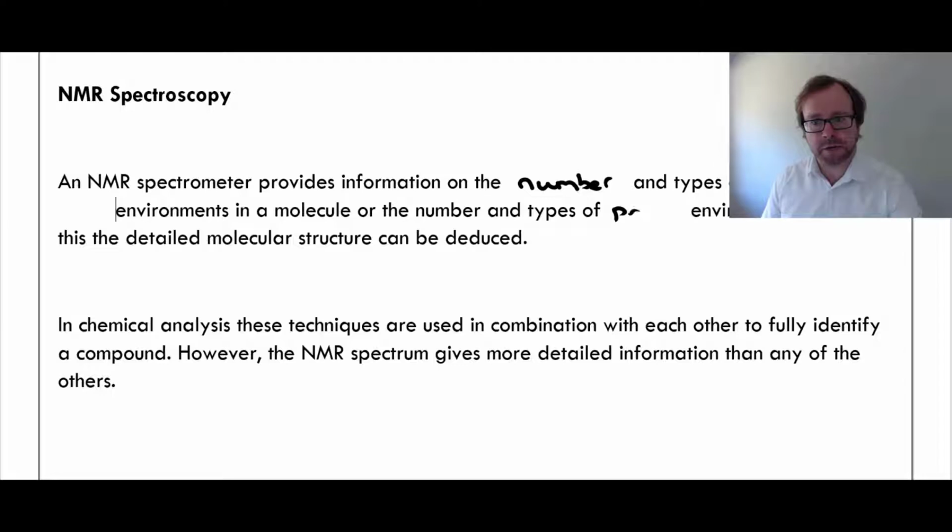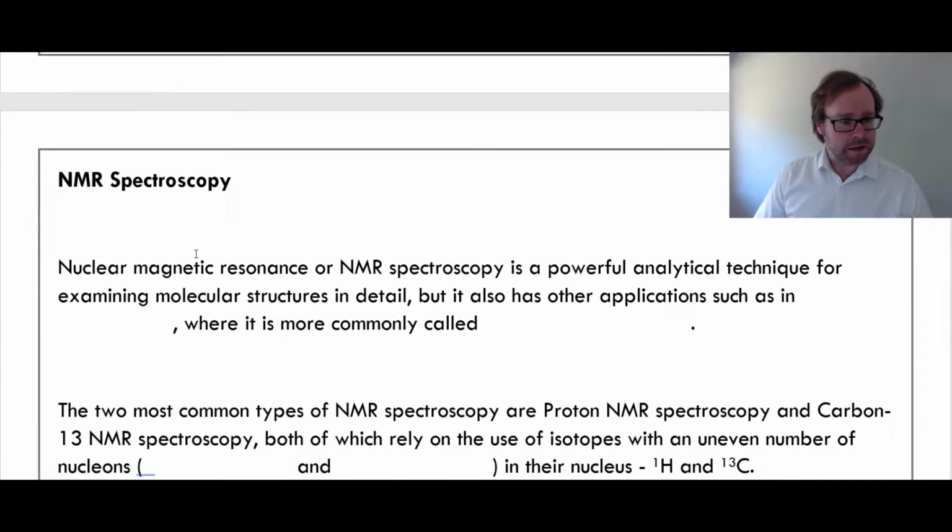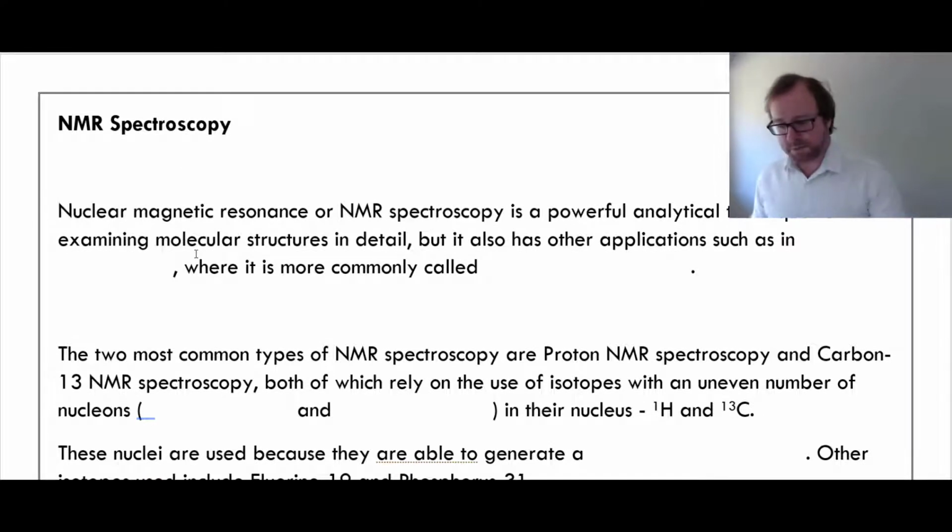Right, so we've got two different types of spectroscopy. An NMR spectrometer provides information on the number and types of carbon environments in a molecule, or the number and types of proton environments. And from this, the detailed molecular structure can be deduced. So we've got two different types: carbon NMR and proton NMR. In chemical analysis, these techniques are used in combination with each other to fully identify a compound. However, the NMR spectrum gives more detailed information than any of the others. Again, just background knowledge.